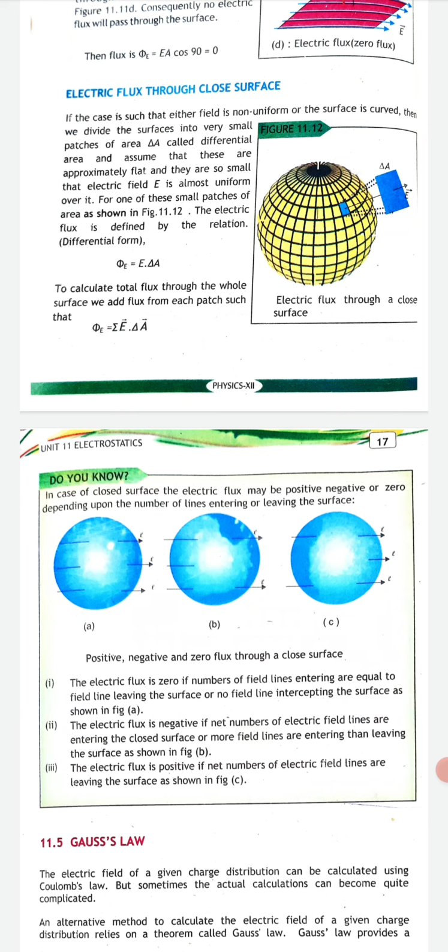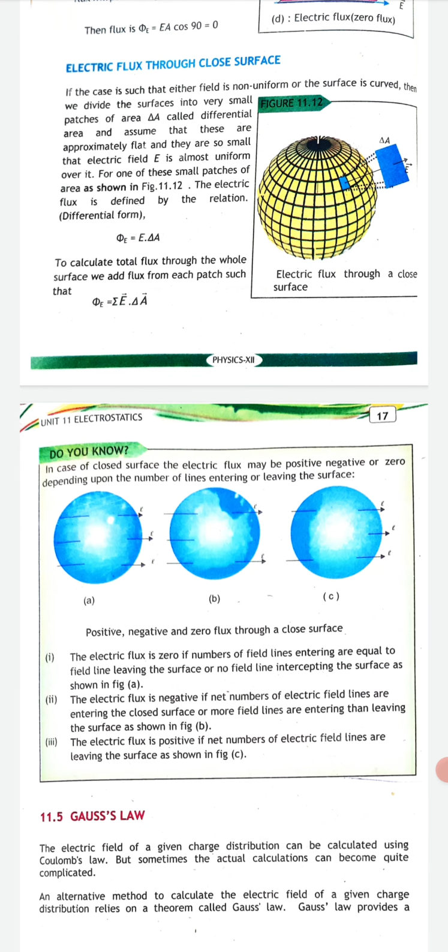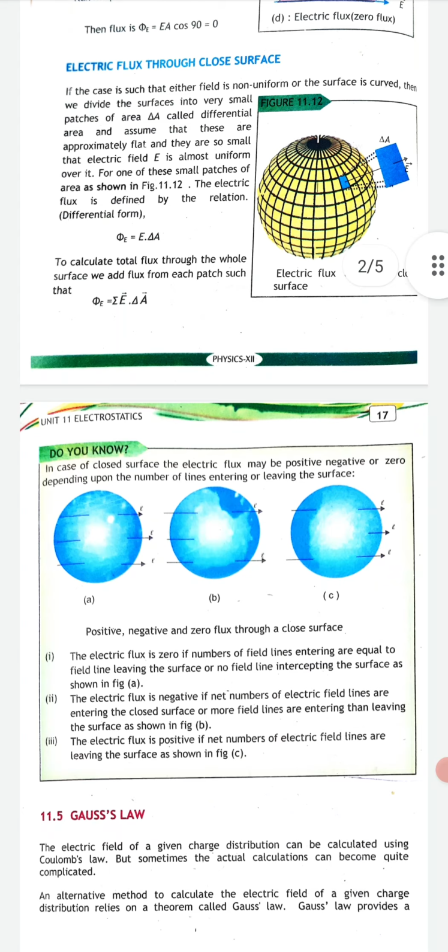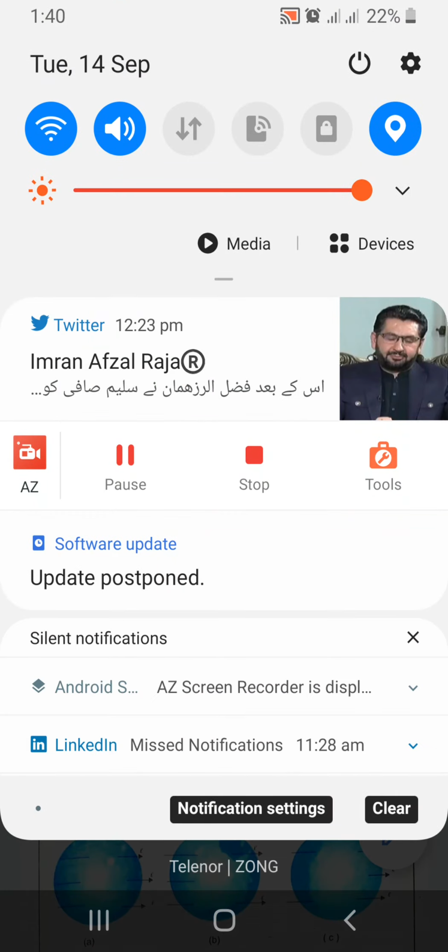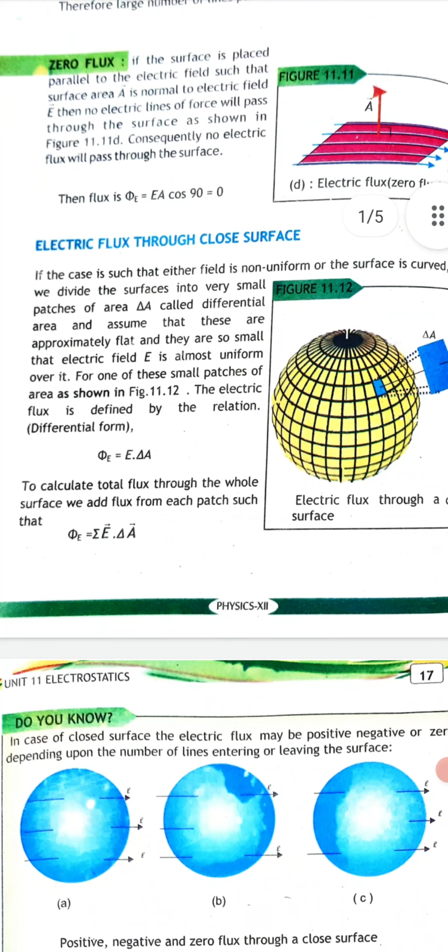As we have divided the whole closed surface into many segments, say delta A1, delta A2, delta A3, delta A4 and so on, we have divided into n segments, and generally the area of each segment is represented by delta A, and the electric field across each segment is equal to E. Now according to the previous definition, the electric flux across each segment, delta A, is equal to E dot dA.